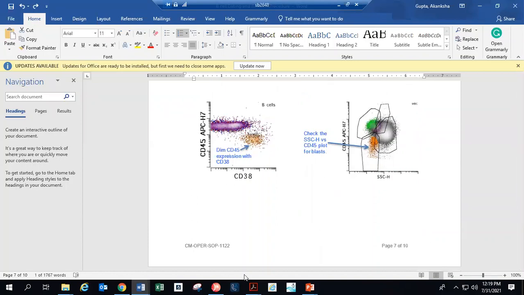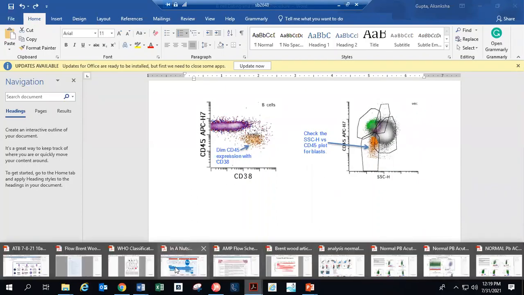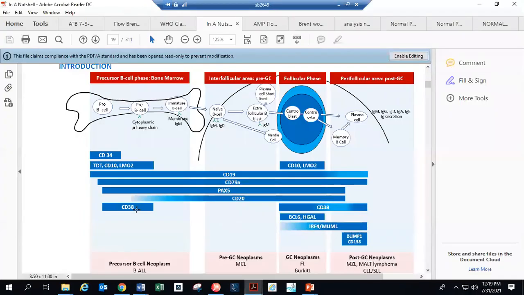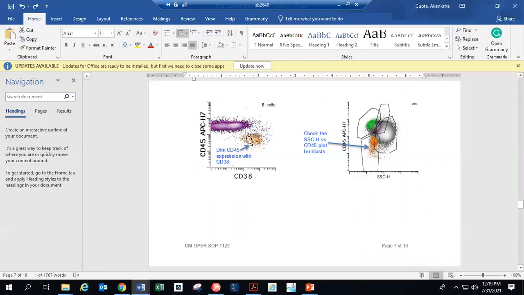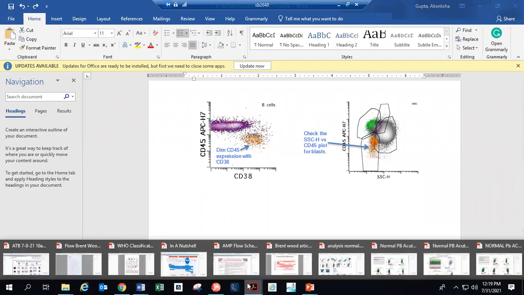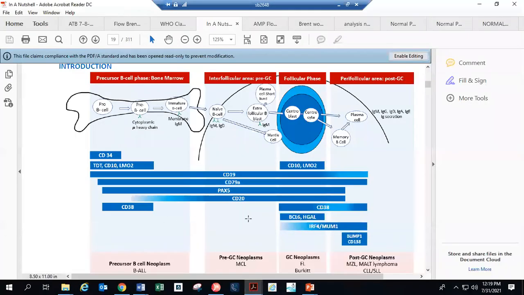The blasts, as I was showing over here, so this is very helpful. The blasts have CD38, right? So the blasts will have CD38 expression, whereas the normal B cells will not have CD38 expression. So that's what it is showing here, the normal B cells not having the CD38 expression.